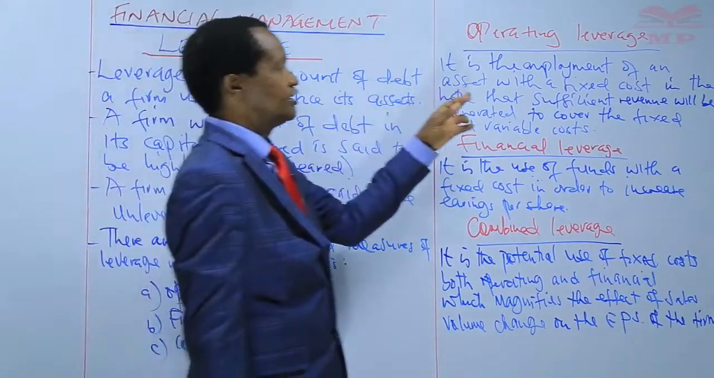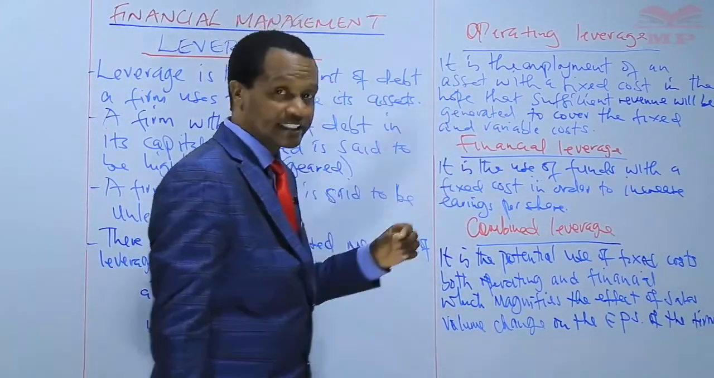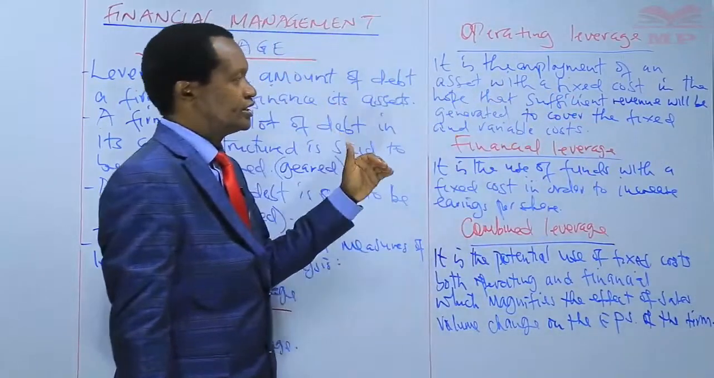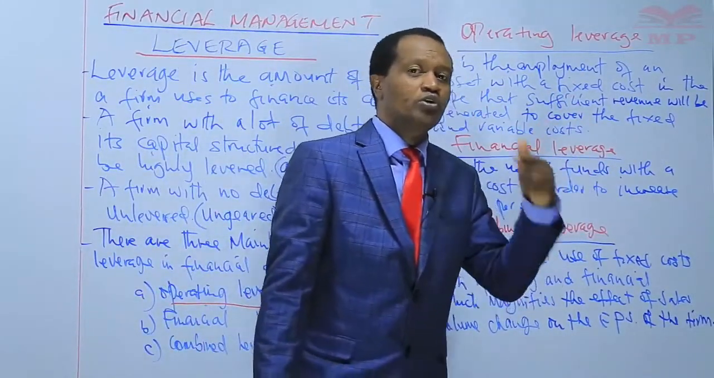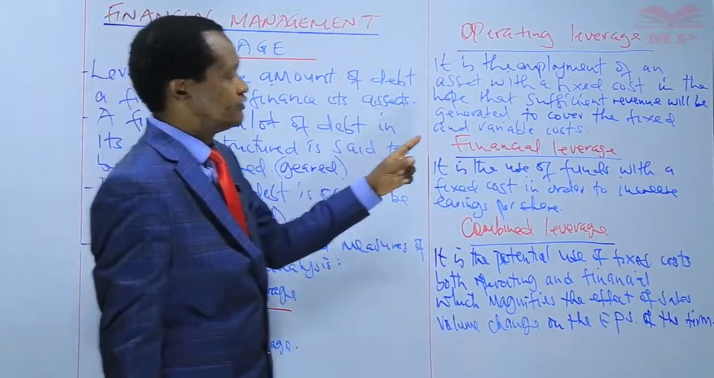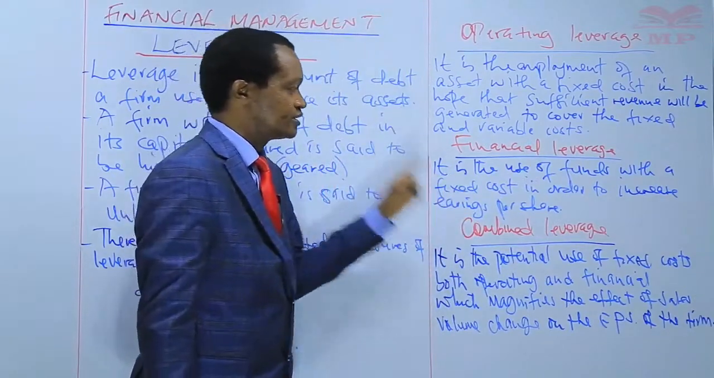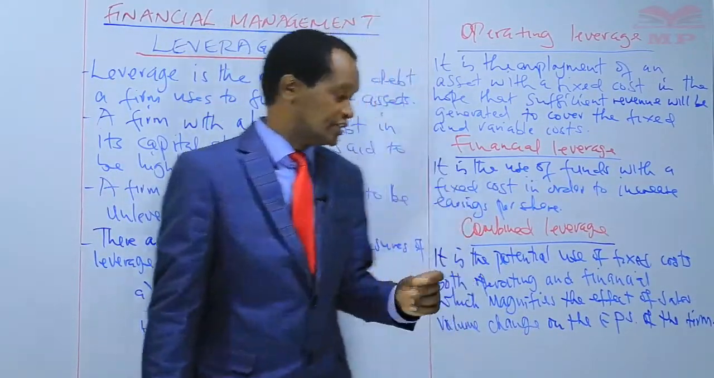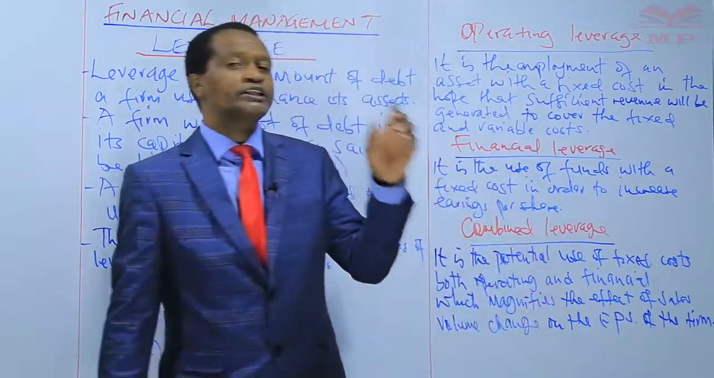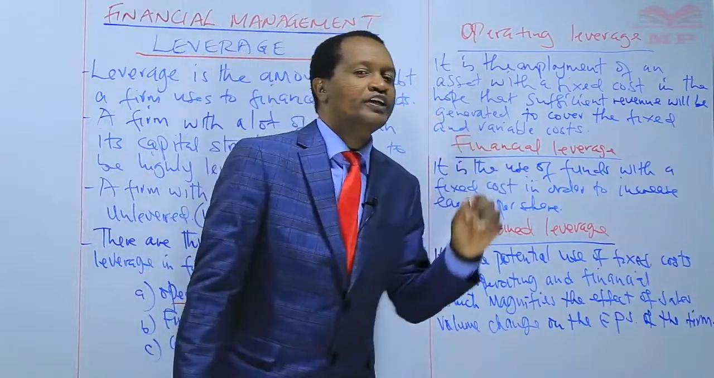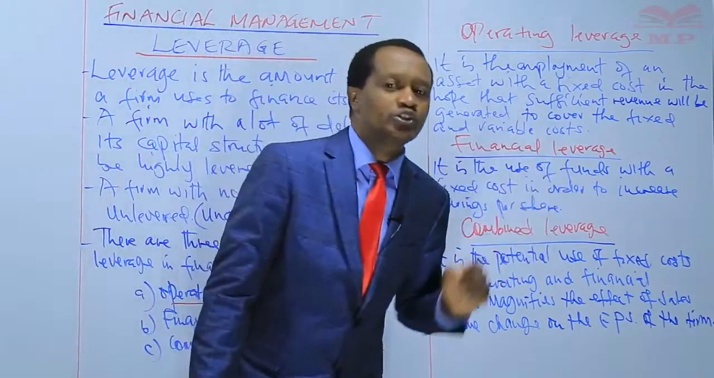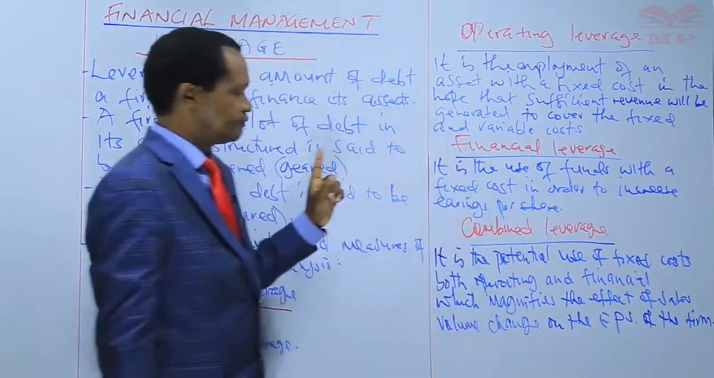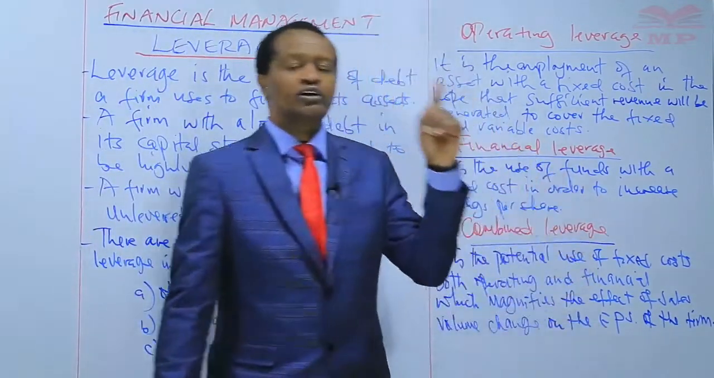We've defined operating leverage as the employment of an asset with a fixed cost in the hope that sufficient revenue will be generated to cover both fixed and variable costs. We've defined financial leverage as the use of funds with a fixed cost in order to increase earnings per share. Then lastly, we've defined combined leverage as the potential use of fixed costs, both operating and financial, which magnifies the effect of sales volume change on the EPS of the firm.